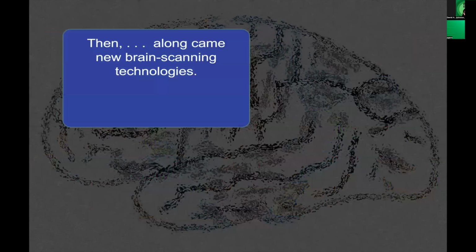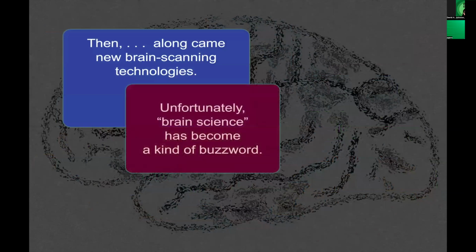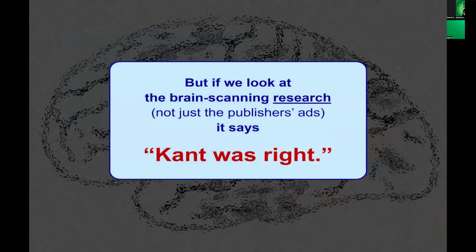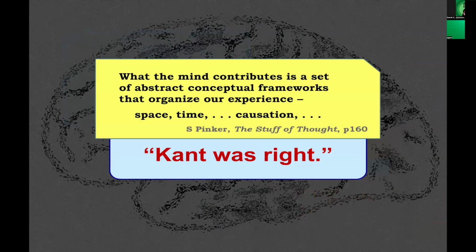And then along came brain scanning technologies. Now, I've got to do a little aside here. Unfortunately, brain science has really become a buzzword these days. You get all kinds of people peddling all kinds of pedagogical snake oil and calling it brain science, like brain-friendly reading curricula and so on. At the same time, there actually is some research. And if we look at the real research, not just the publisher's ads, it says Kant was right. We do organize in particular ways.